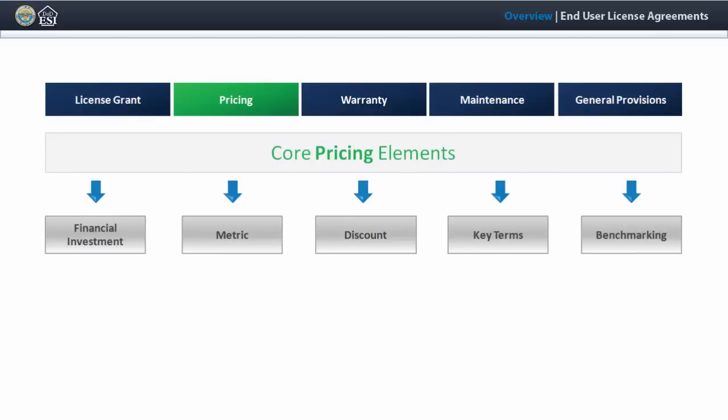Key elements of the pricing section of a EULA include the financial investment you are making, the metric used to determine the price of the software, the discounts you are to receive, the key terms and conditions related to price, and benchmarking the best price.